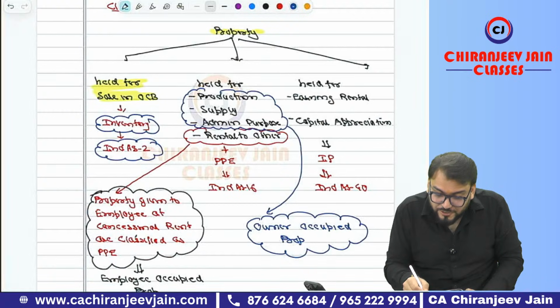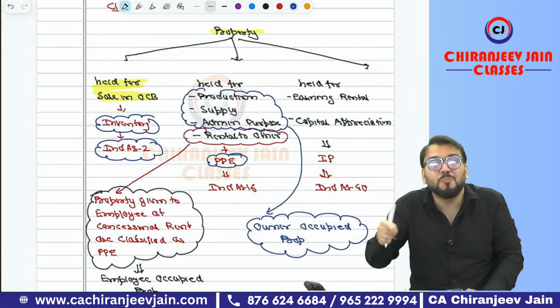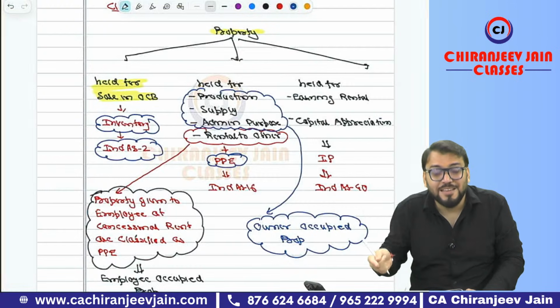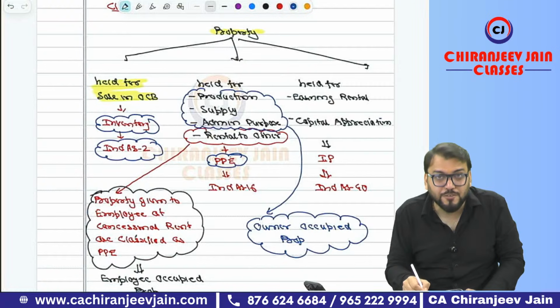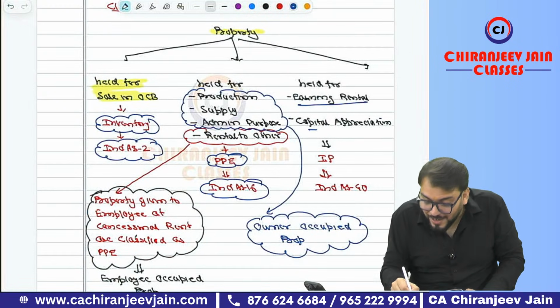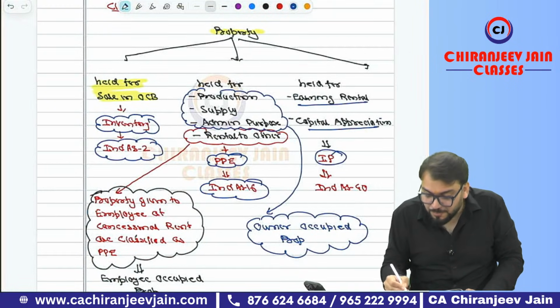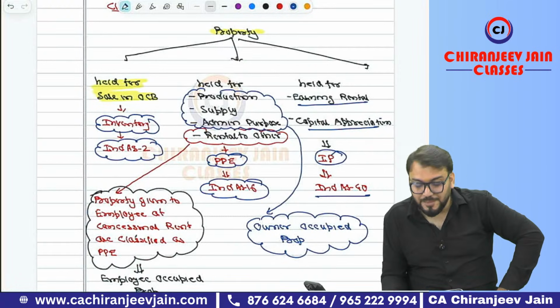Now held for production, supply or admin purpose or rental to other, then it is property, plant and equipment. So if any property is held for production or for supply or for rental to other or for admin purpose, then it is property, plant and equipment, and India 16 will be applicable. But any property which is held for earning rental income or for capital appreciation, that is investment property, and India's 40 will be applicable.